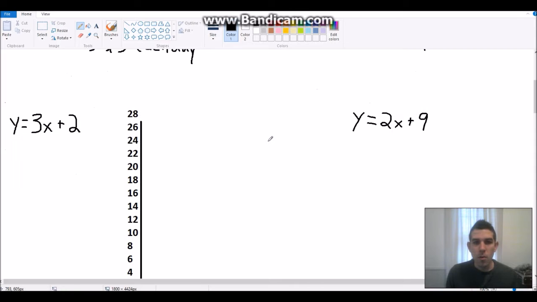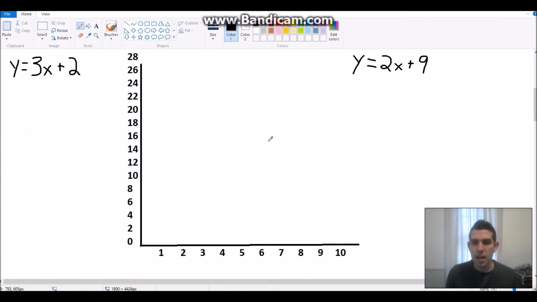All right, so which is the better job? Who has the better situation going on? And when will they meet? When will they have the exact same amount of money? Well, one thing I can do to figure this out, and this is probably what most people will start to do, is they'll say, hey, just create a table.